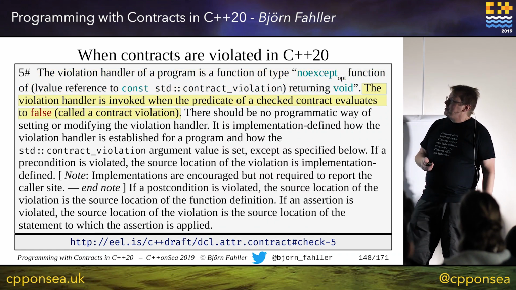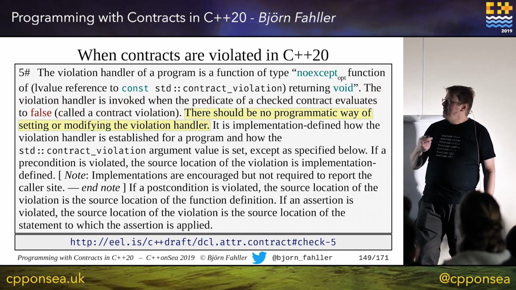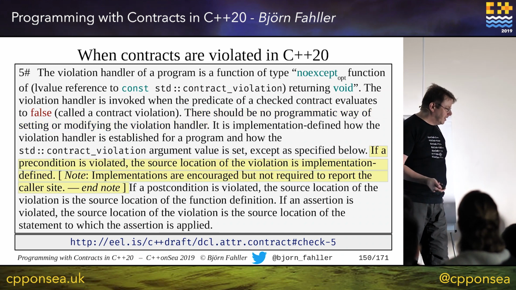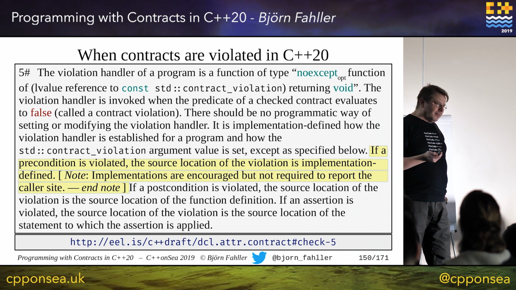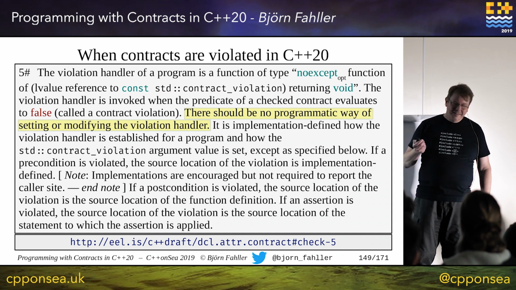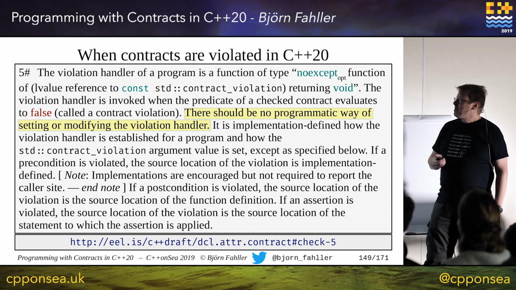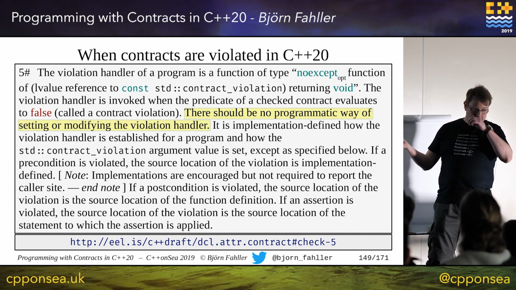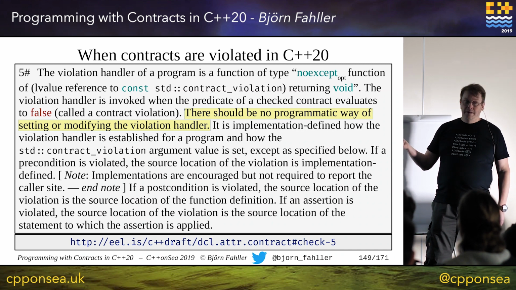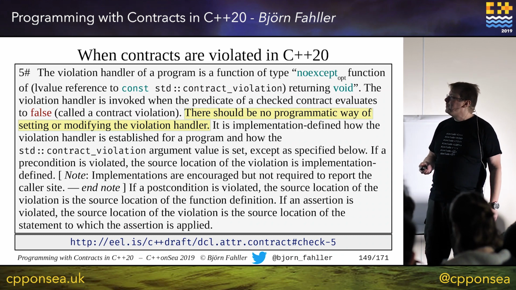The violation handler is invoked when the predicate of a check contract evaluates to false, called a contract violation. There should be no programmatic way of setting or modifying the violation handler. What? Yeah. How do you set it if you can't do it programmatically? We'll get to that. Okay. This is again a security issue, that you should not be allowed to sort of subvert the system from within a program.